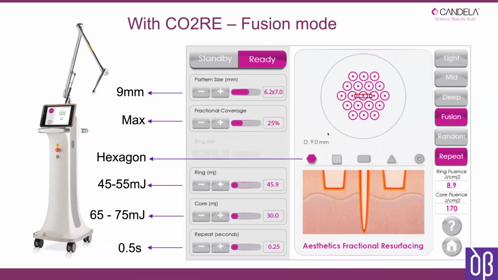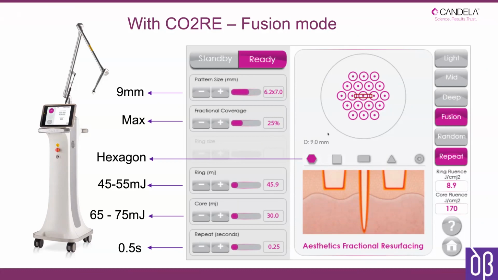If I would like to use the fusion mode, so I can simultaneously treat superficial and deep dermis, that's the settings I would use. I tend to use the hexagon shape, maximum size 9 millimeters. The density I tend to use is 25. It's something in between. It's not that high. And with the core, which is the deep mode, I normally use 70 millijoules. And with the ring, I tend to use 50 millijoules. So with that, I'm treating both depths of the skin, okay?